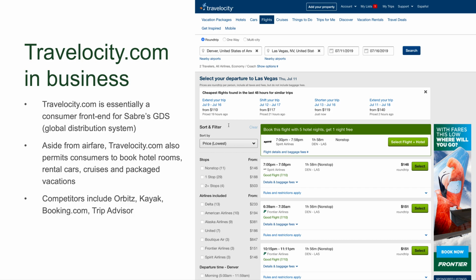Travelocity was the first OTA, and that occurred in the mid to late 90s. But since then, that OTA space has become increasingly competitive, starting in the late 90s and early 2000s when Orbitz and Priceline came onto the stage, and now Kayak, Booking.com, and even TripAdvisor are competitors to Travelocity. The importance of that will become evident in a moment.